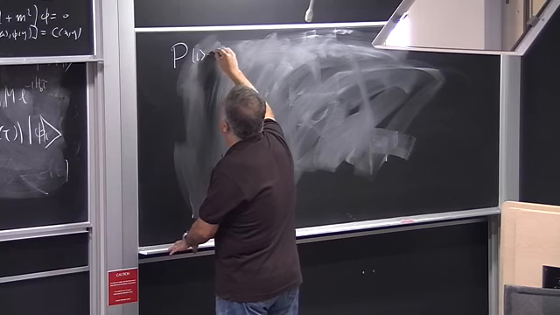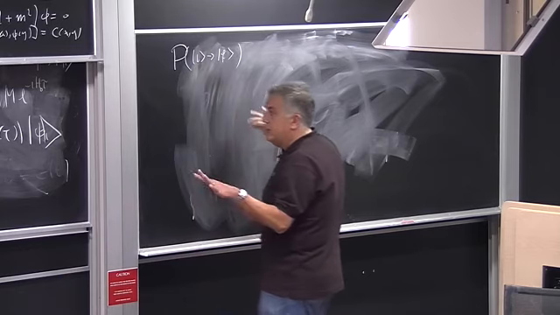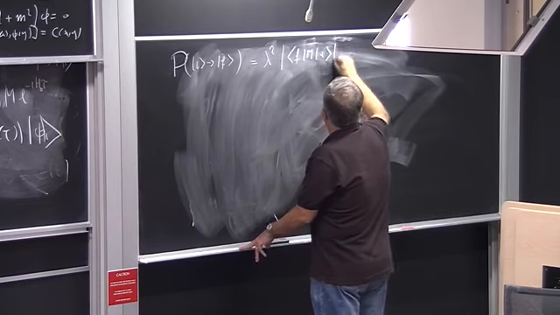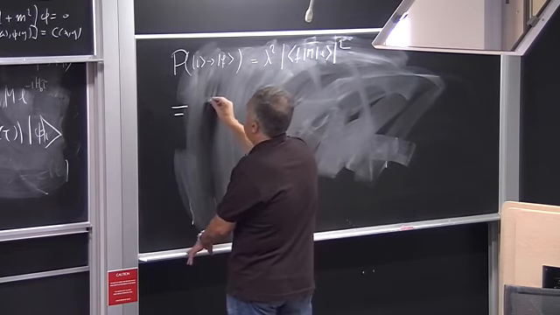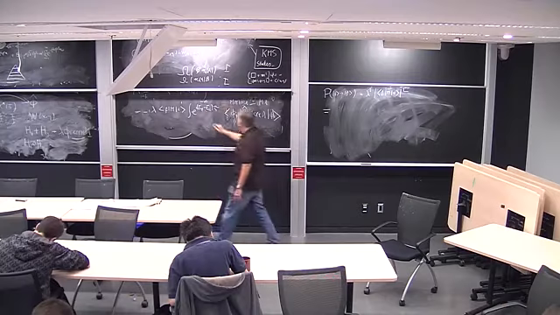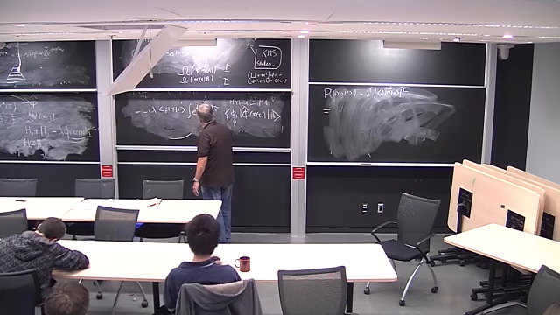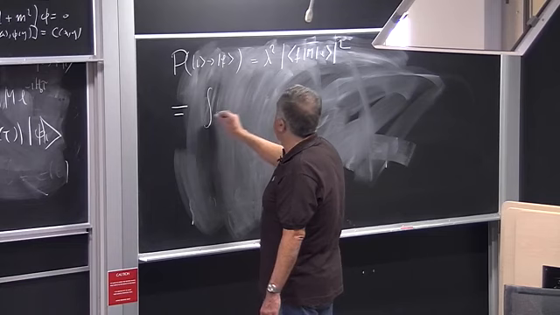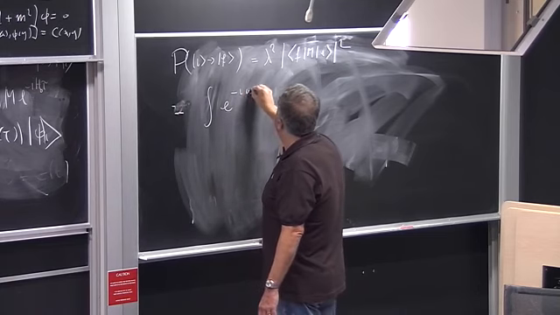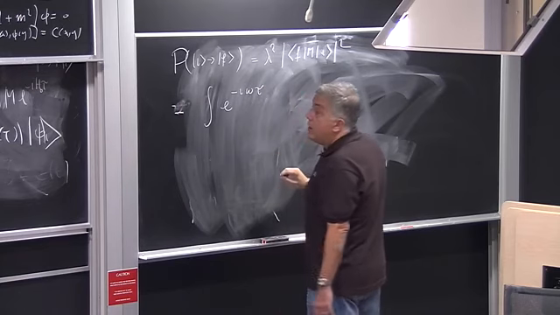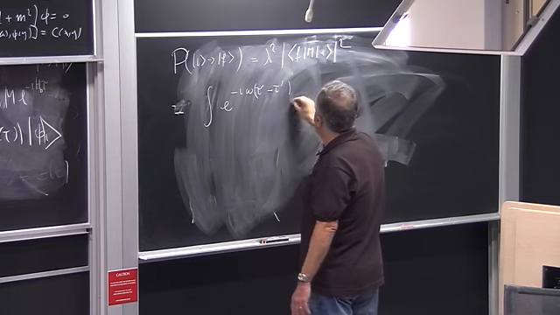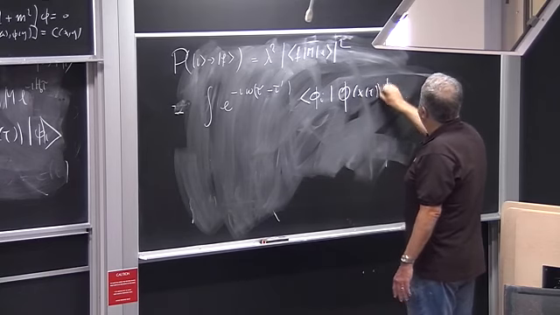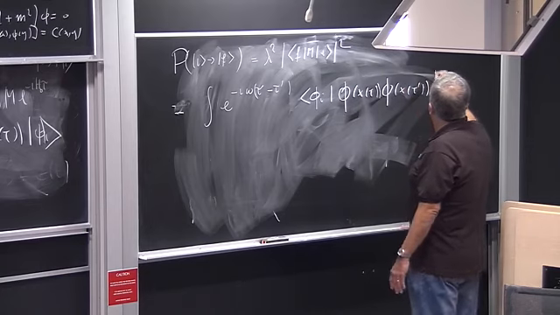P from E to F, where all the final states of the field are being integrated, is lambda squared times the square of this matrix element, and here you get, so if I call omega this quantity, omega is the difference between the final energy and the initial energy of the detector. This is going to be times an integral of e to the minus i omega times tau minus tau prime, the initial state of the field, phi of x of tau, phi of x of tau prime, the initial state of the field.